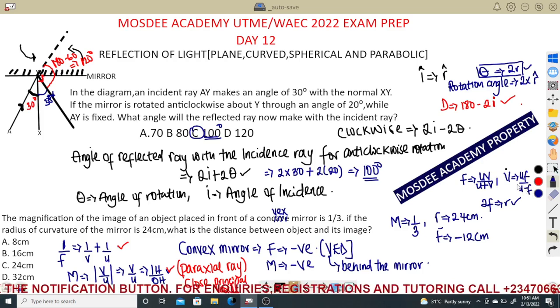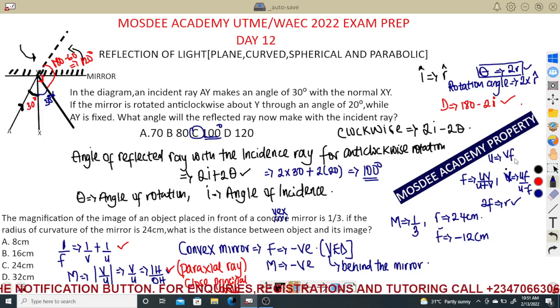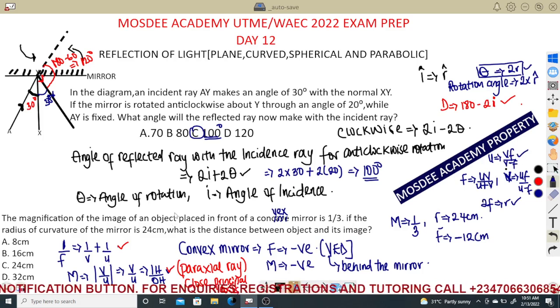And if you have generalized v, you can also generalize u as vf over v minus f. So these are other ways in which you can directly calculate a given value when they are given in terms of the parameters. So if you know the generalized form of your mirror formula, this is the mirror formula we have generalized.